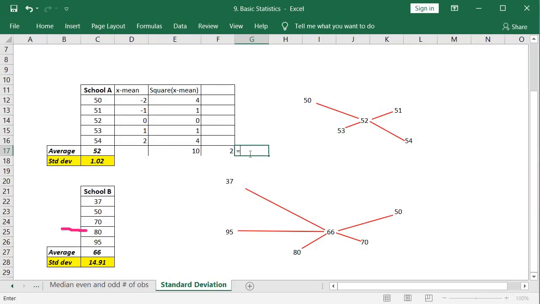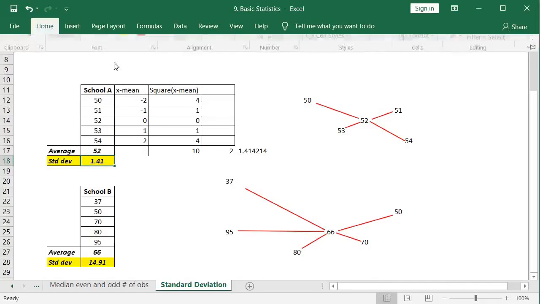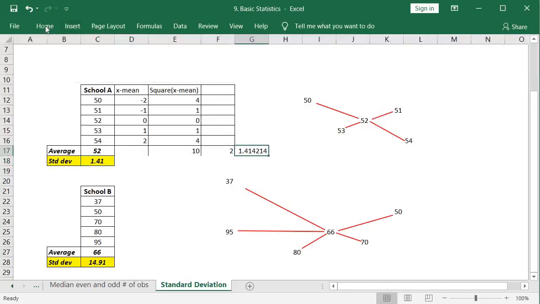The square root of 2 would be 1.41. And we'll just correct the range of this. So the range of the standard deviation, I'll correct this in the Excel. Now it would become 1.41. So this standard deviation is exactly the same as what we have calculated through this formula. Let's correct the range for this standard deviation as well.